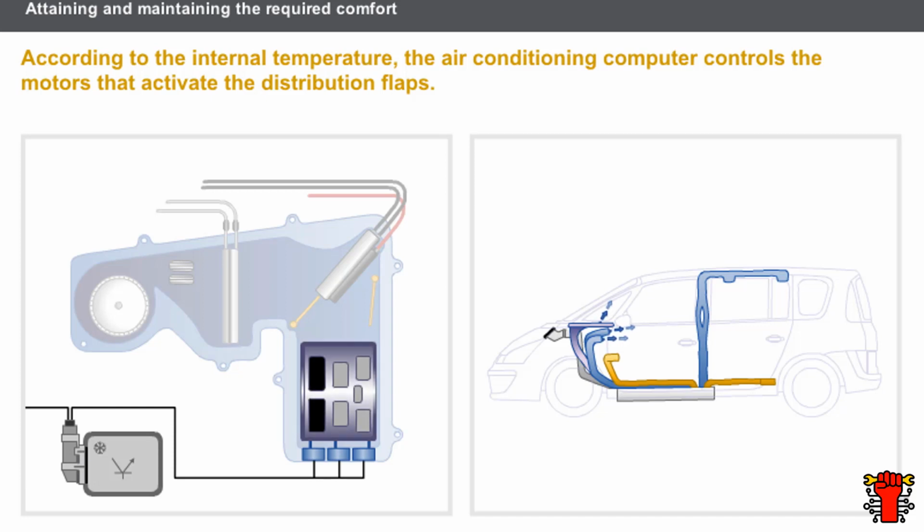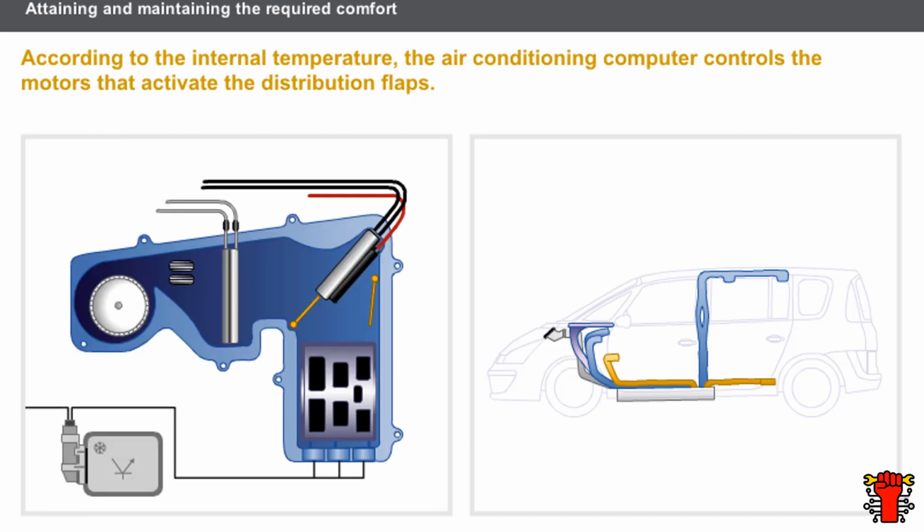These motors are controlled by polarity inversion. Each motor simultaneously activates two flaps according to the air distribution selected. The distribution flaps are activated in the same way as the mixing flaps. Depending on the initial position of the flaps and the signal received from the interior temperature sensor, the computer controls the motors activating the distribution flaps.